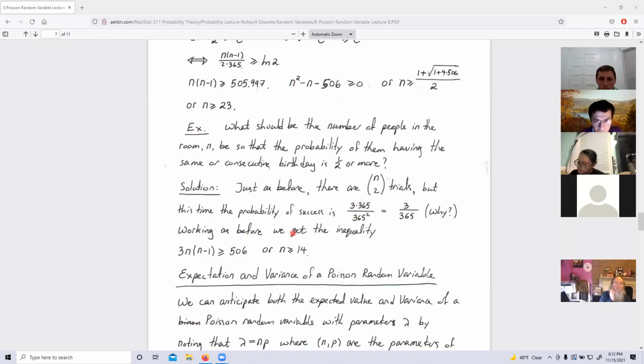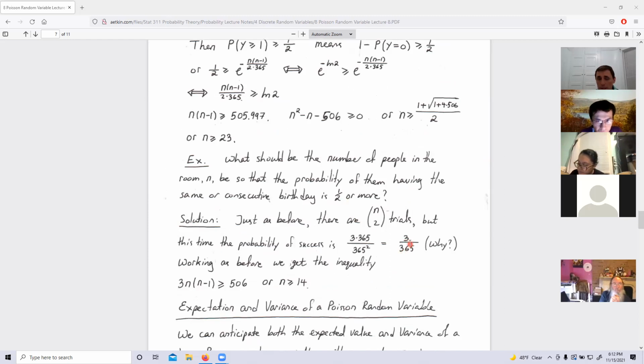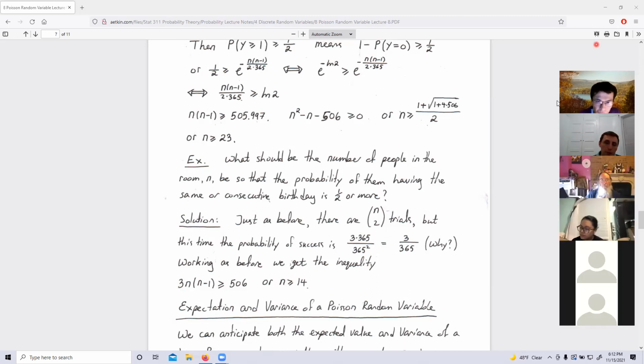In this case, if you work as before, you get that 3n times n minus 1 is bigger than or equal to 5 or 6. You do the same calculation as over here, but using this number. So your expected value is n choose 2 multiplied by this. When you carry out the same calculation, you end up with this line, and that corresponds to n being 14 or more. So you just need 14 people for the probability to be bigger than 1/2 that two people either match or differ by one day.